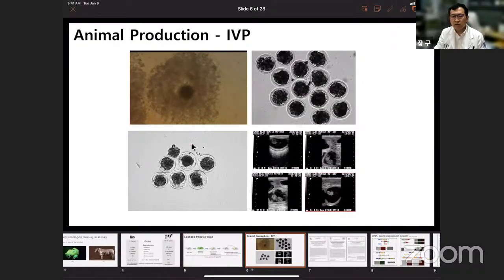So let me start our real talk about the genetically engineered cattle. Take a look at this picture, first one. My laboratory is very specialized in in vitro fertilized embryo production. This is the bovine in vitro matured oocyte, and the frozen thawed sperm is going around for fertilization. It's going well. After 24 hours of maturation and IVF, we remove the cumulus cell. The oocyte is surrounded with this cumulus cell. Only the embryo is taken out for culturing, meaning the embryo develops into the blastocyst stage.